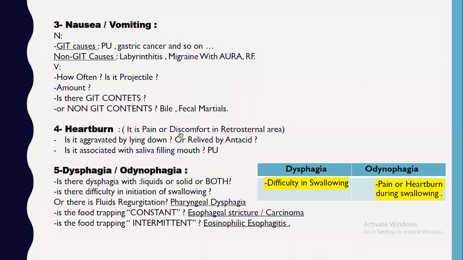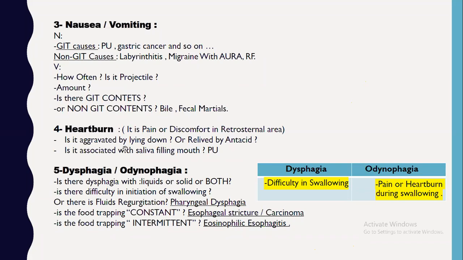Heartburn. تسأله هل في pain أو discomfort بالretrosternal area. تمام. هل هو aggravated by lying down أو relieved by antacid. تمام. Is it associated with saliva filling the mouth? This is caused by peptic ulcer. تمام.